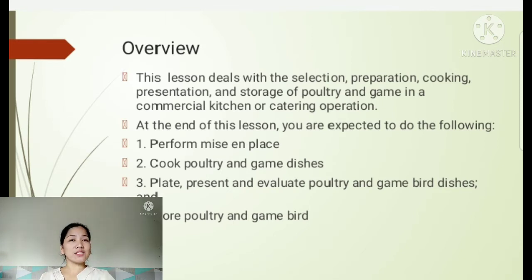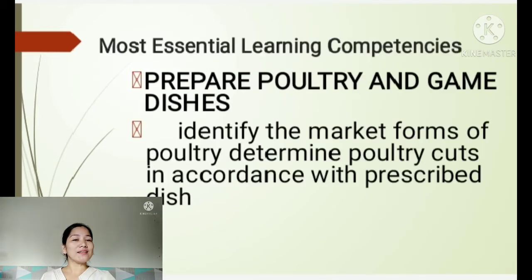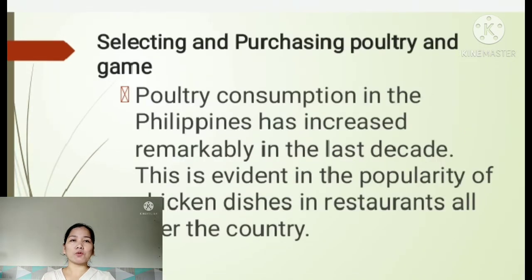We are going to discuss now how to perform mise en place. Mise en place is a French term which means that you are going to set out all the necessary tools and equipment as well as the ingredients needed. Along with this are the most essential learning competencies in preparing poultry and game dishes. First is to identify the market forms of poultry and then determine the poultry cuts in accordance with the prescribed dish. Let us discuss first selecting and purchasing poultry and game.